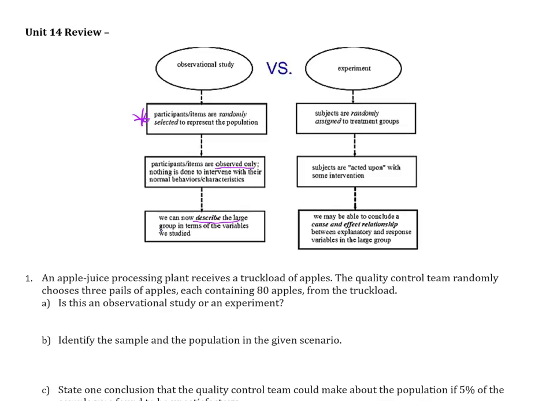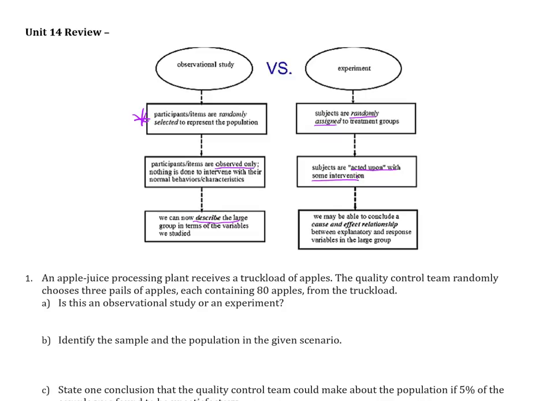That's where subjects are randomly assigned into two treatment groups, or three. So you need assignment into at least two groups here. And subjects are acted upon with some sort of intervention. Most of the time, it's usually some sort of drug treatment or a certain type of food that they're ingesting, but essentially we're looking for something that would influence the way that a participant may respond.